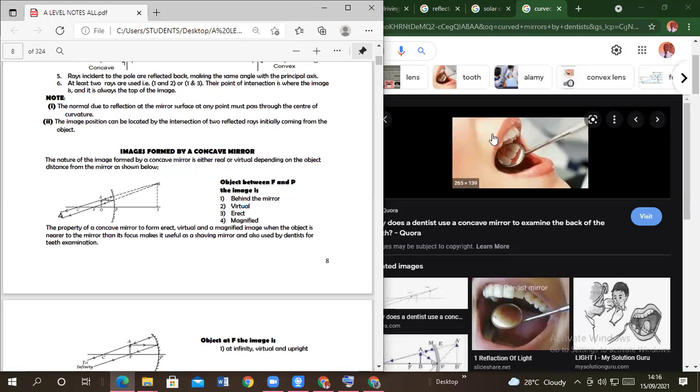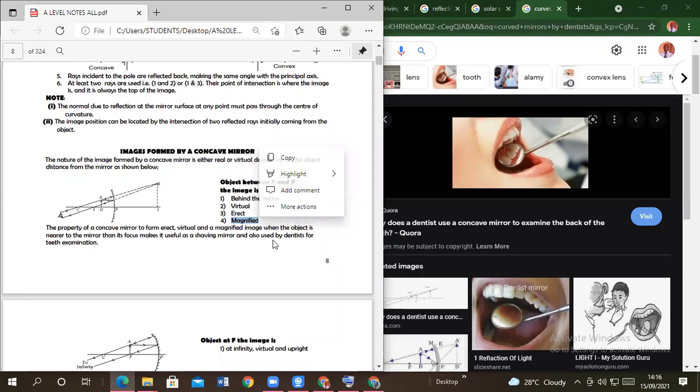So it is virtual, it is inside that mirror. It is formed behind that mirror. You can see it is inside that mirror, and it is virtual. That's why it is inside. It is erect. It is up, not upside down, but upright, and it is magnified. So that property of being magnified is one of the reasons why dentists use a concave mirror to examine the tooth.